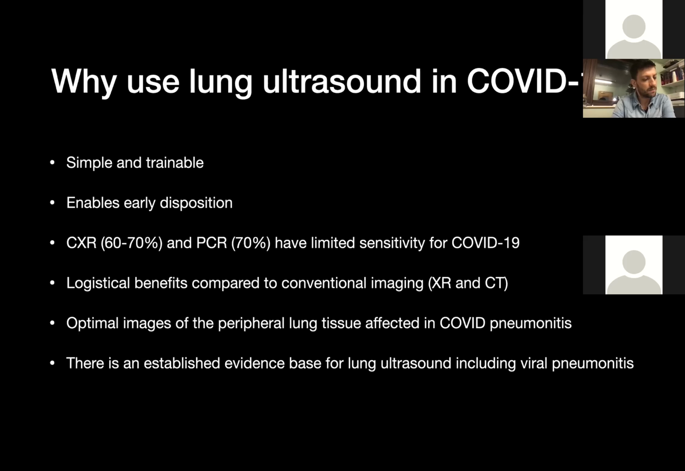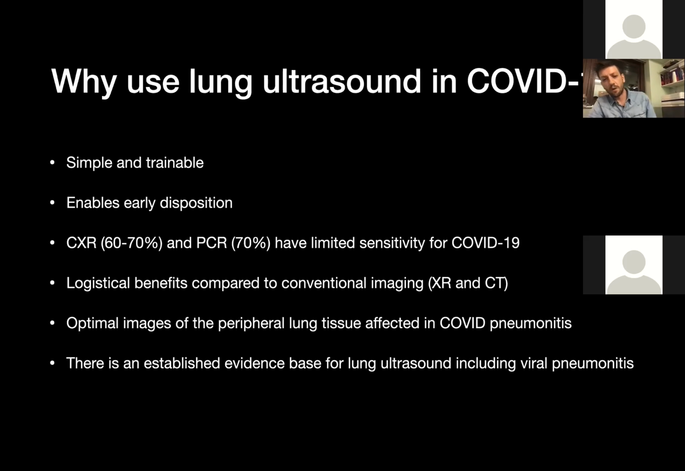Lung ultrasound is probably the most simple point of care modality to teach, and what we know is that it's easily trainable. We can dispose of our patients earlier. We can actually just have a better diagnostic accuracy compared to some of our other tests. And we know that chest X-ray is between 60 and 70% sensitive, and a PCR test is only 70% sensitive for COVID-19.